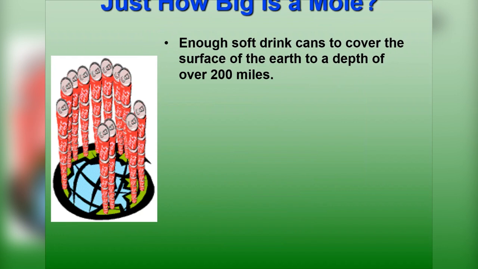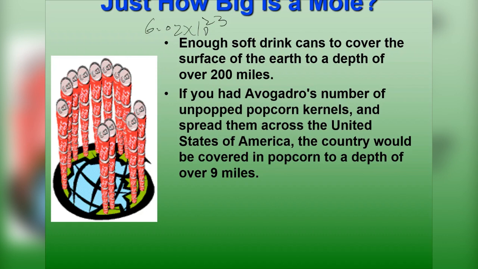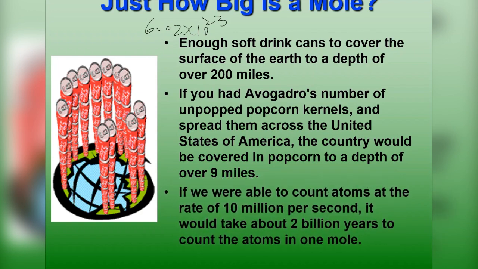How big is a mole? Enough soft drink cans to cover the surface of the earth to a depth of over 200 miles. You can imagine how big the mole is, because it is 6.02 times 10^23. So it means billion trillion. If you had Avogadro's number of unpopped popcorn kernels and spread them across the United States of America, the country would be covered in popcorn to a depth of over 9 miles. So how big is this mole? If we were able to count atoms at the rate of 10 million per second, it would take about 2 billion years to count the atoms in 1 mole.